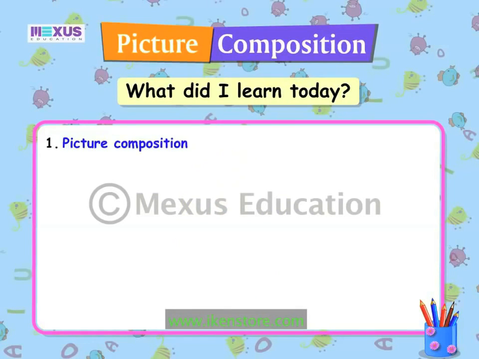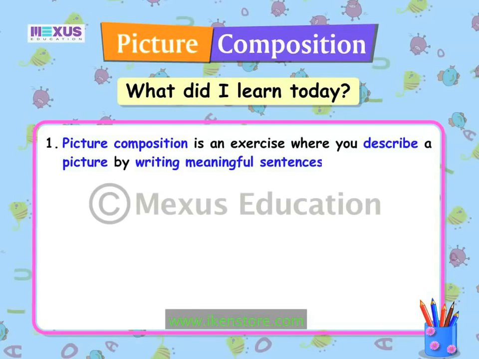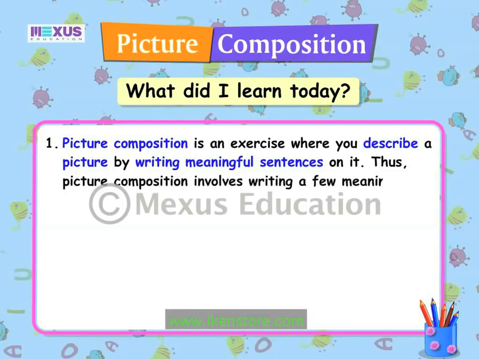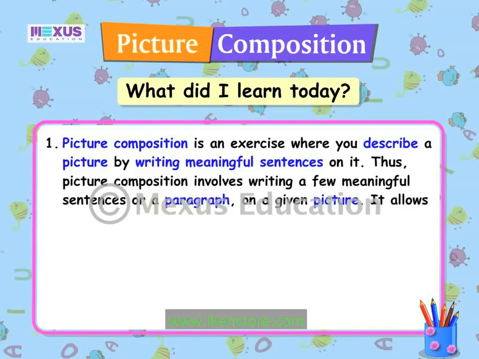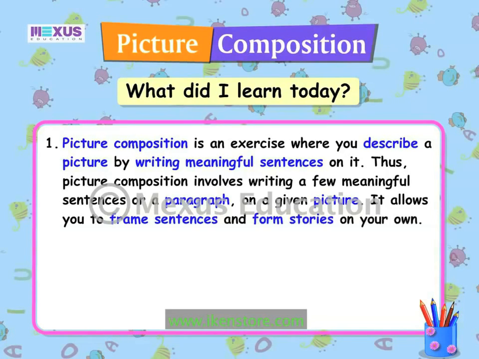Picture composition is an exercise where you describe a picture by writing meaningful sentences on it. Thus, picture composition involves writing a few meaningful sentences or a paragraph on a given picture. It allows you to frame sentences and form stories on your own.